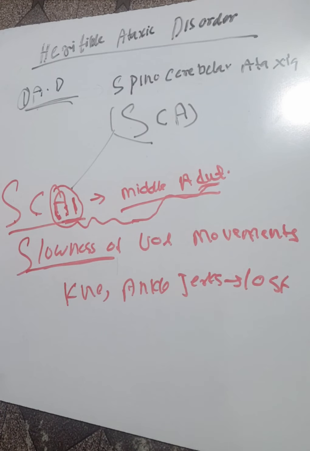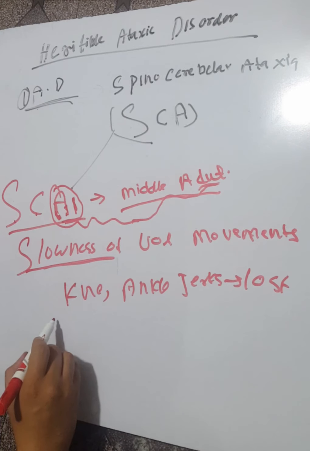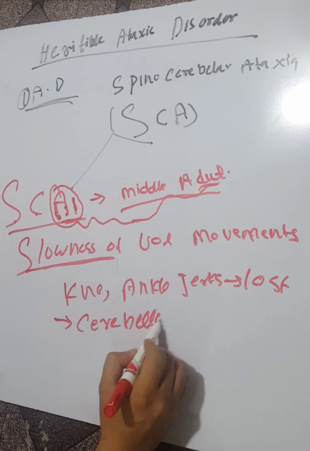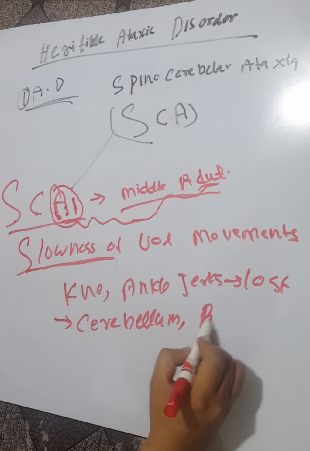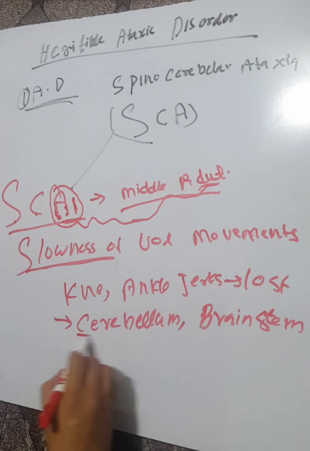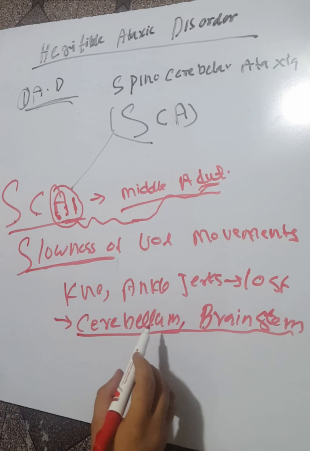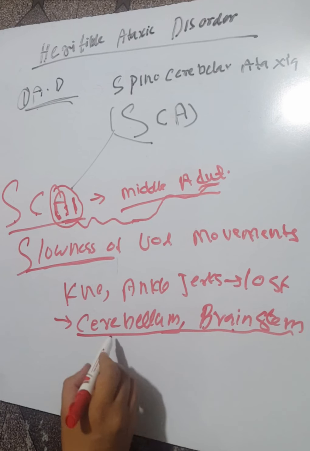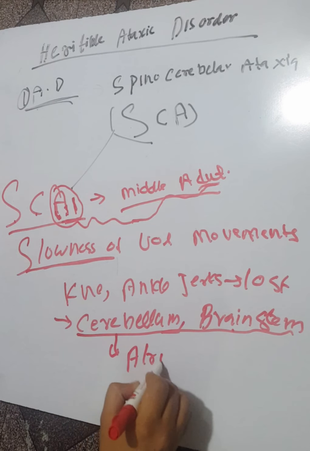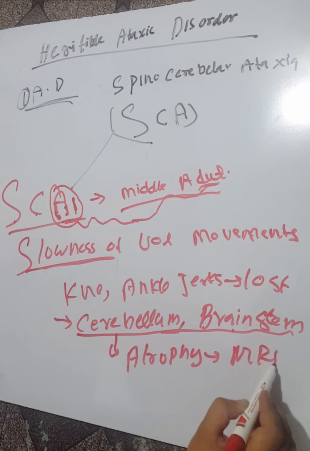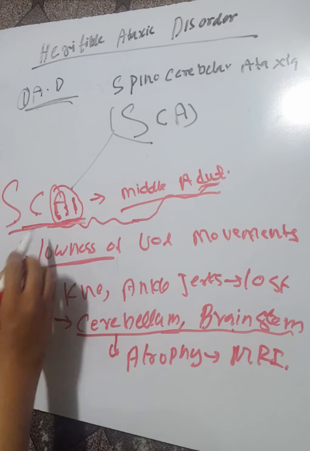There is impairment of the cerebellum and brainstem. Brainstem impairment also occurs and cerebellar impairment also occurs. The atrophy of the cerebellum and brainstem can be seen on the MRI in cases of SCA1.